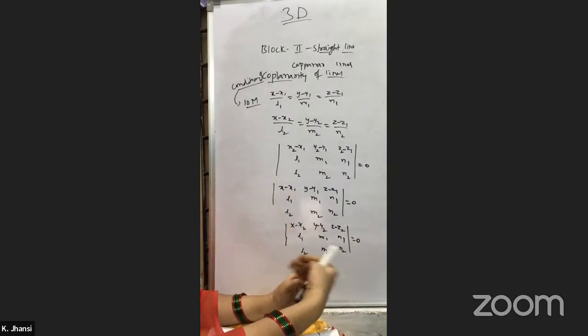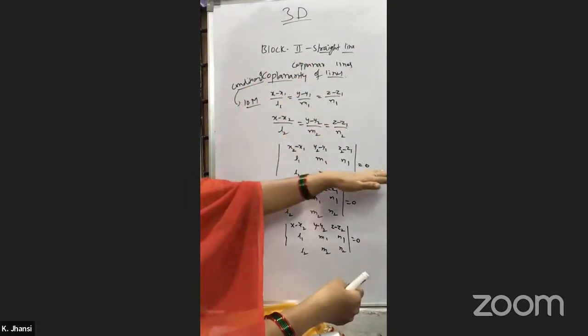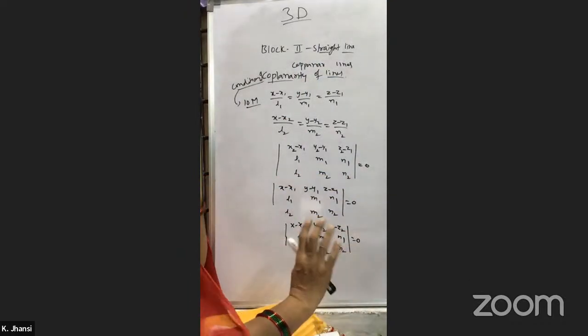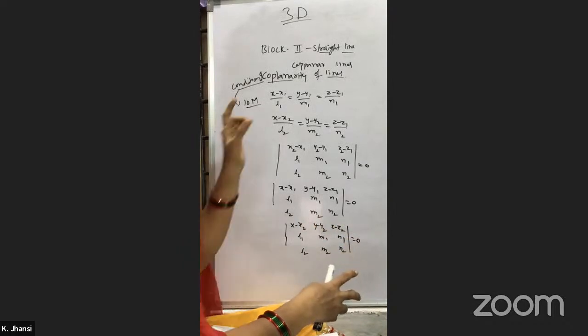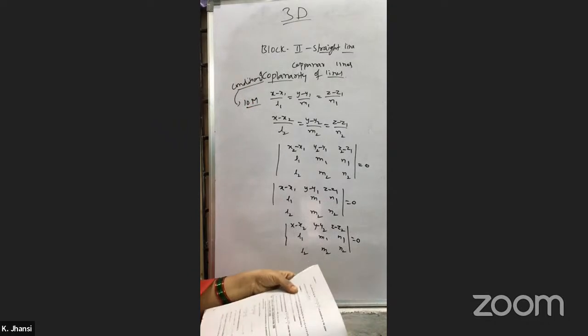So if intersection is asked, you have to show whether they are intersecting, find the equations, and find the point of intersection. If it is coplanarity, you show whether they are coplanar and also find the equations. So you may get a question on coplanarity or intersection. The procedure is the same, and you will get it for 10 marks. If you look at page number 111, you have the formulas there.